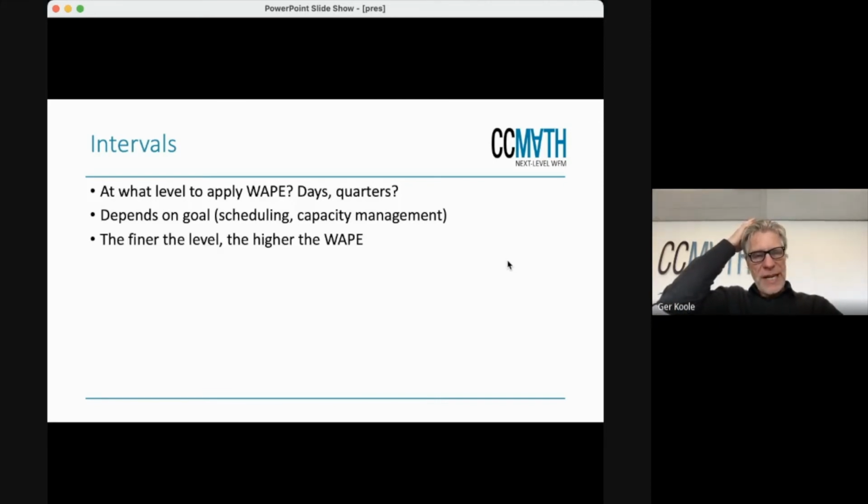Something you should realize is that if you go to a finer level, the WAPE will get higher. If you look at a day and your forecast is too high and too low, that cancels out because you take the sum. If you take the absolute values at the quarter level, a plus and a minus do not cancel out anymore, because you first take absolute values and then you sum. So the finer the level, the shorter the interval, the higher the WAPE will be.